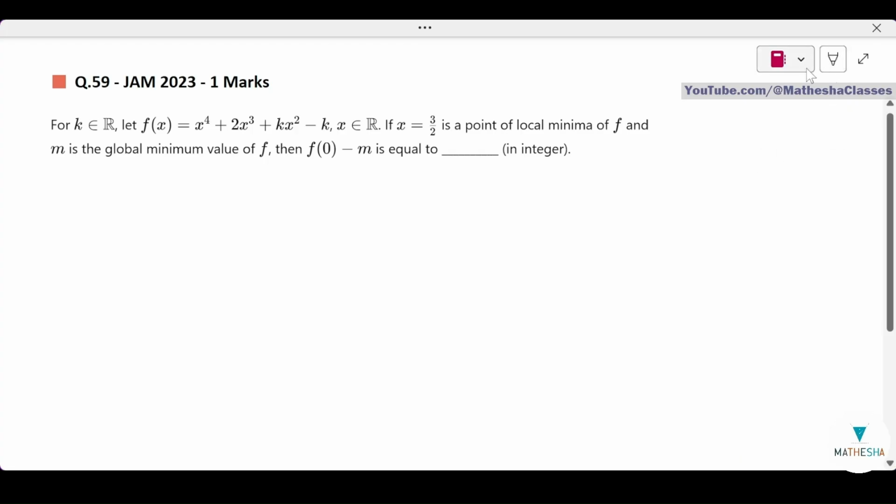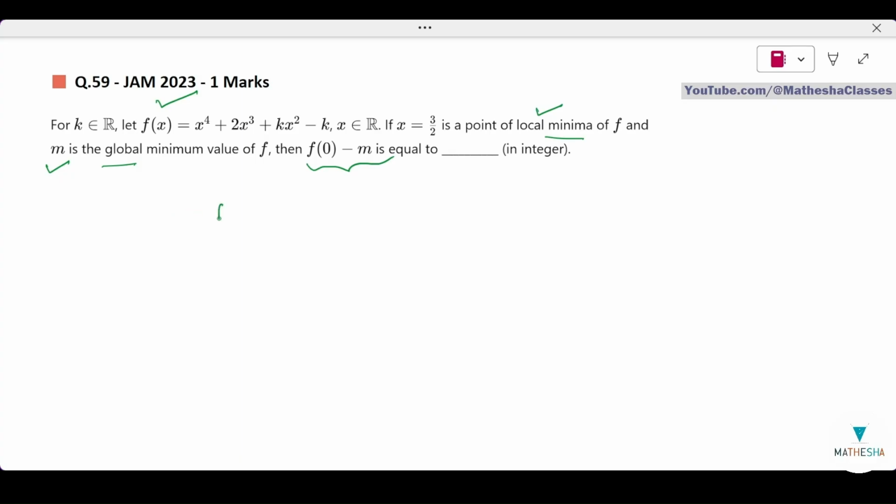Okay, so the next question from 2023, it's a numerical answer type question. Here a function f(x) is given, which is of the form x to the power 4 plus 2x cubed plus kx squared minus k. K is unknown here. If x equal to 3 by 2 is a point of local minimum of f, and small m is the global minimum value of f, then you have to find the value of f(0) minus m. First we will note one thing, that this local minimum or global minimum must occur at a point x where f dash x equals 0.